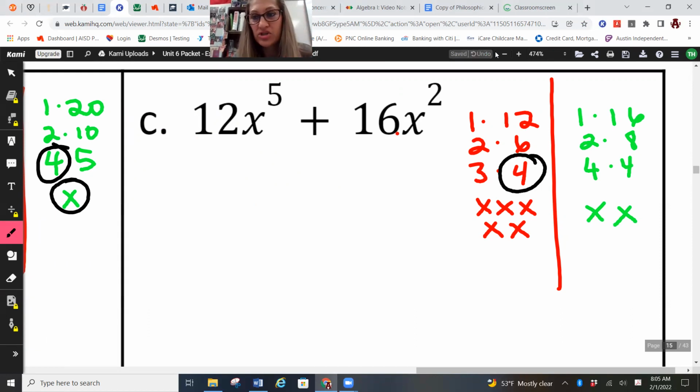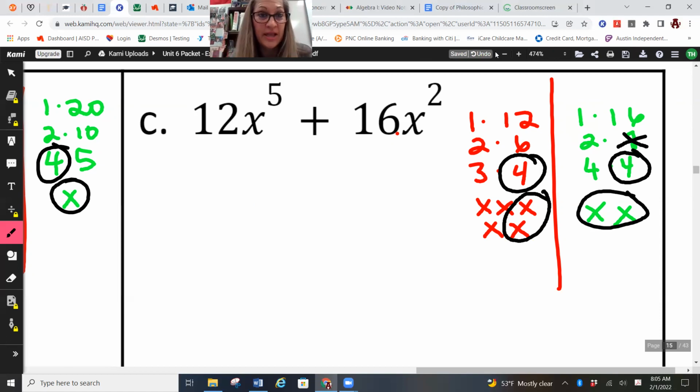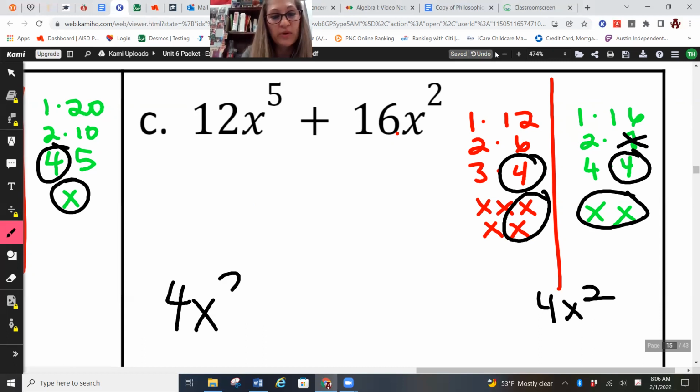So the greatest number that they share is 4, right? Because this one doesn't have an 8. This one doesn't have a 12, this one doesn't have a 16. So yeah, 4 is the greatest number that they have in common. And this one only has 2. So I can only circle 2 from that one. So the greatest common factor is a 4 with an x and an x. So I could call that 4x squared. We want to simplify x and x to x squared, add exponents. Okay, so 4x squared.